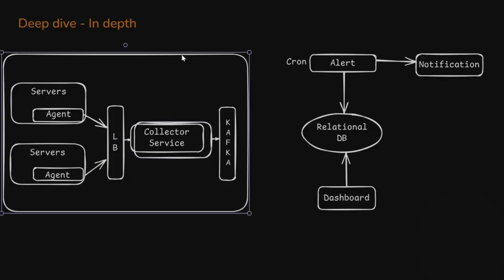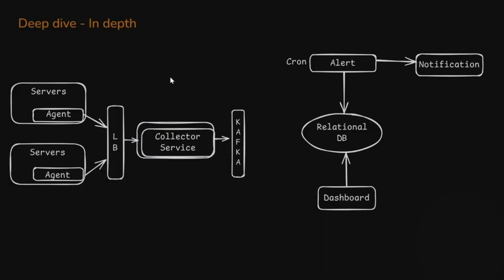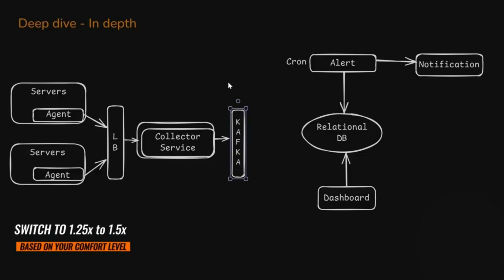Let me remove this back. Now we are able to write these metrics from all these services, and we decoupled using Kafka. And Kafka now has all these metrics. We can scale Kafka depending upon the load. We can partition Kafka based on the metric name, or based on the machines, or based on the host. Next is to consume these messages and save them in the storage.